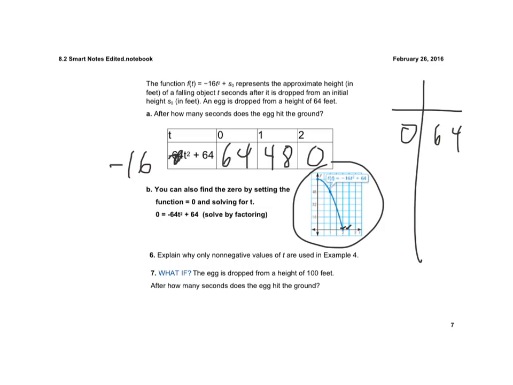It says, explain why only non-negative values of t are used. Well, t represents time, so we wouldn't use negative numbers for time. And what if the egg was dropped from 100 feet? Well, then we just have negative 16 t squared plus 100 feet. And we would, again, just plug values in for t until we get it to 0. Or we could set it equal to 0 and solve it that way.